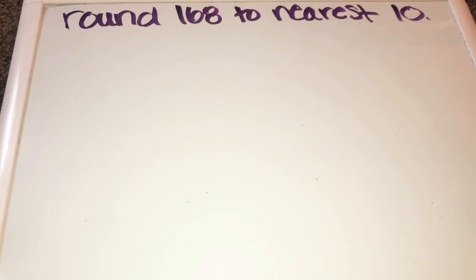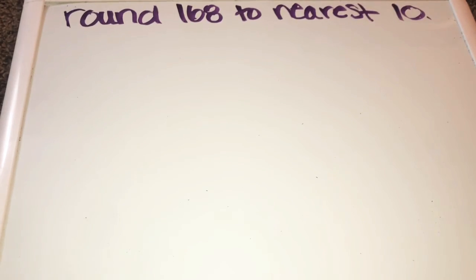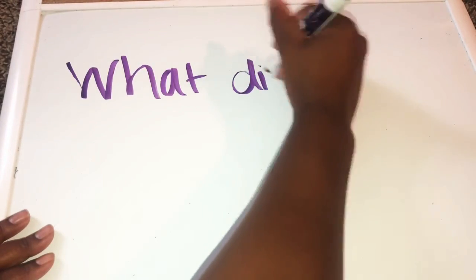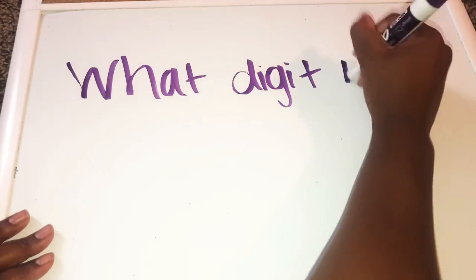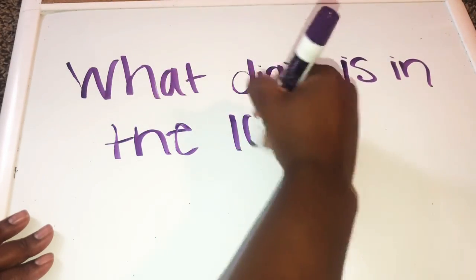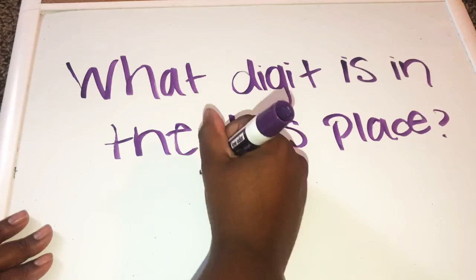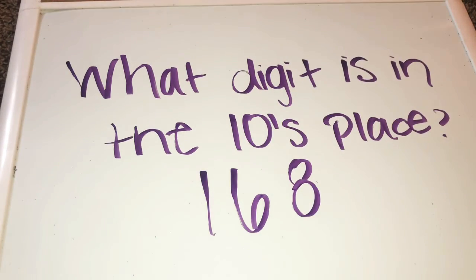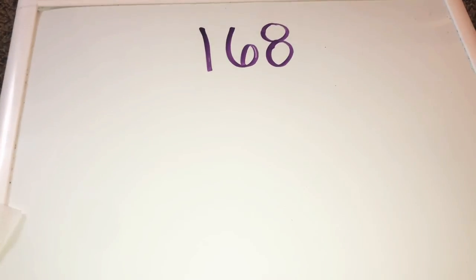Let's try another example. This time we're going to round the number 168 to the nearest 10. This one's a little different because there are 3 digits in this number. So, what digit is in the tens place of 168? If you said 6, you're absolutely correct. The value of 6 in this case is 6 tens or 60. So now we have to find two multiples of 10 that are closest to 168. Be ready to write with me.